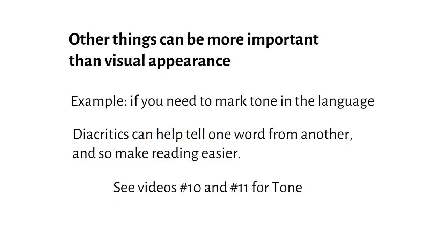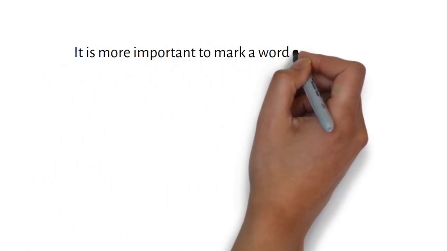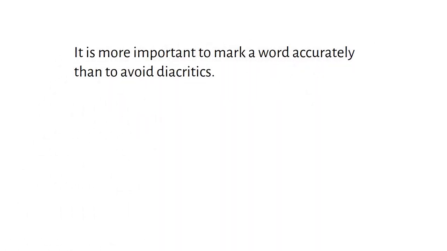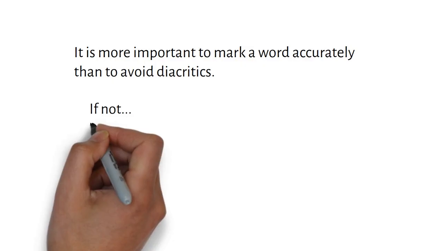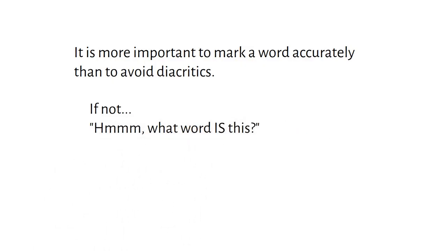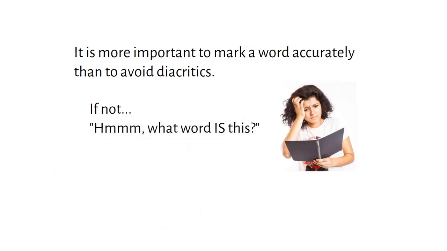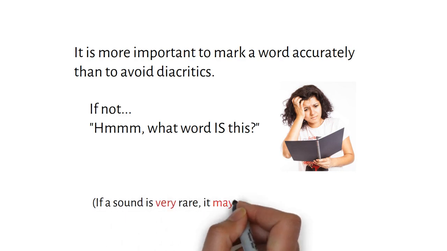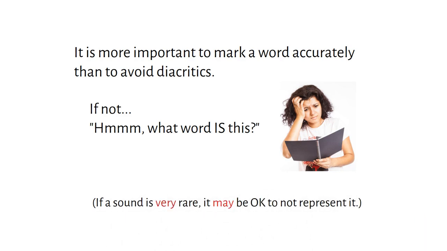Readers need to be able to tell one word from another. It is more important to mark a word accurately than to avoid diacritics. If you don't, then people will stop and say, what word is this? Also, usually you want to have a symbol for every sound that makes a difference in meaning. But if a vowel or consonant is very rare, it may be okay to not represent it.